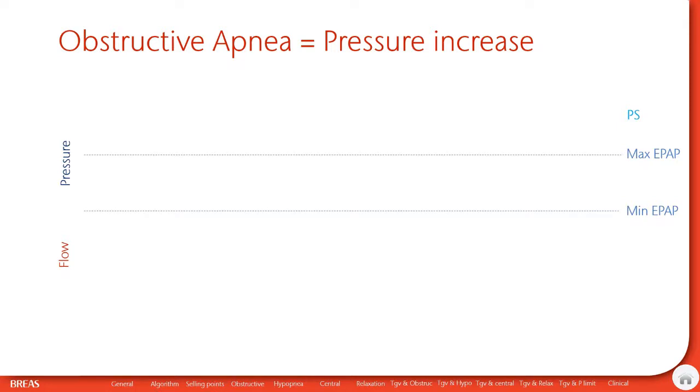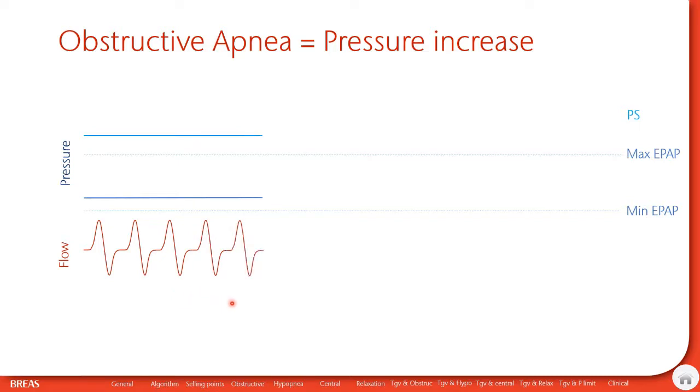Let's look at a theoretical model of an obstructive apnea. So first there is a period of normal breathing with stable EPAP and a stable peak inspiratory pressure, so a stable pressure support with this, which is the delta between the EPAP and the peak inspiratory pressure. So as you can see, the pressure support is stable throughout the whole period of normal breathing.